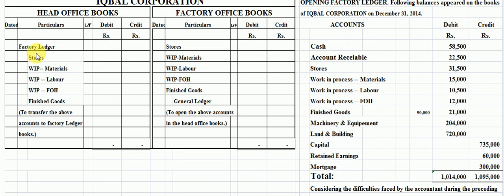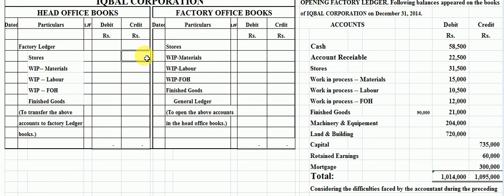Now, in the book of head office, the factory ledger should be debited with all the costs which occurred in different accounts like stores, work in process material, work in process labor, work in process FOH, finished goods, etc.